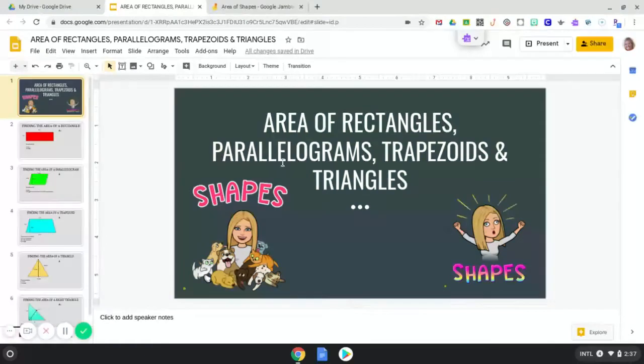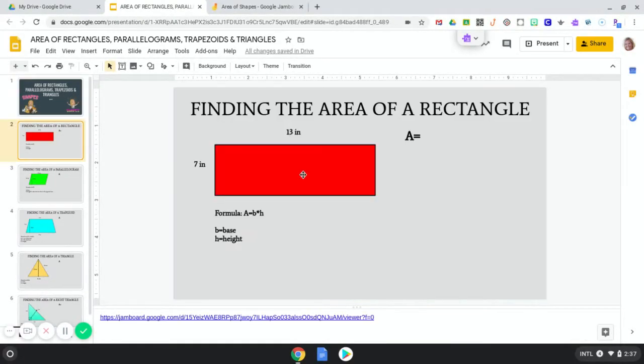This week we are talking about finding the area of rectangles, parallelograms, trapezoids, and triangles. So I will go through each of these slides with you. And then after I go through a slide and we work it out, we will go over and answer a separate question, but it'll be the same as what we just talked about. Okay, so the first one we are going to do is finding the area of a rectangle.